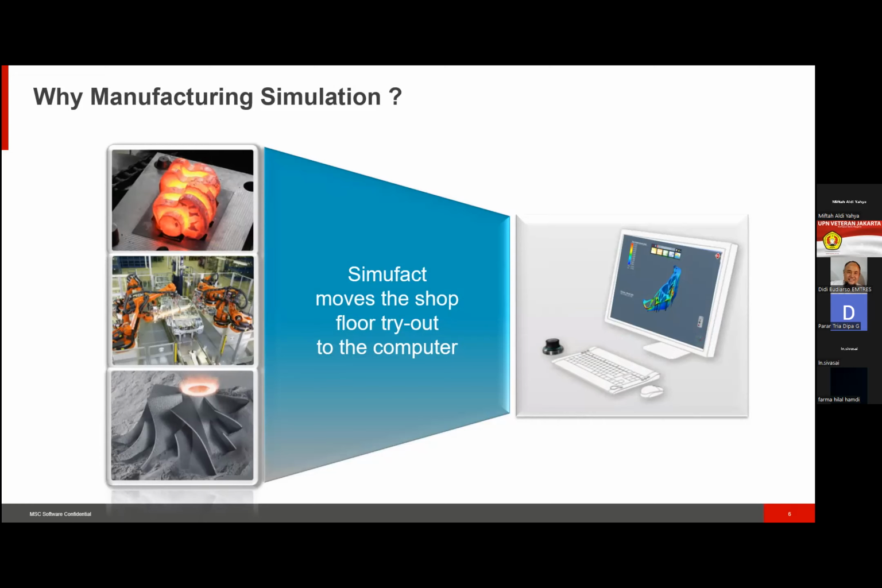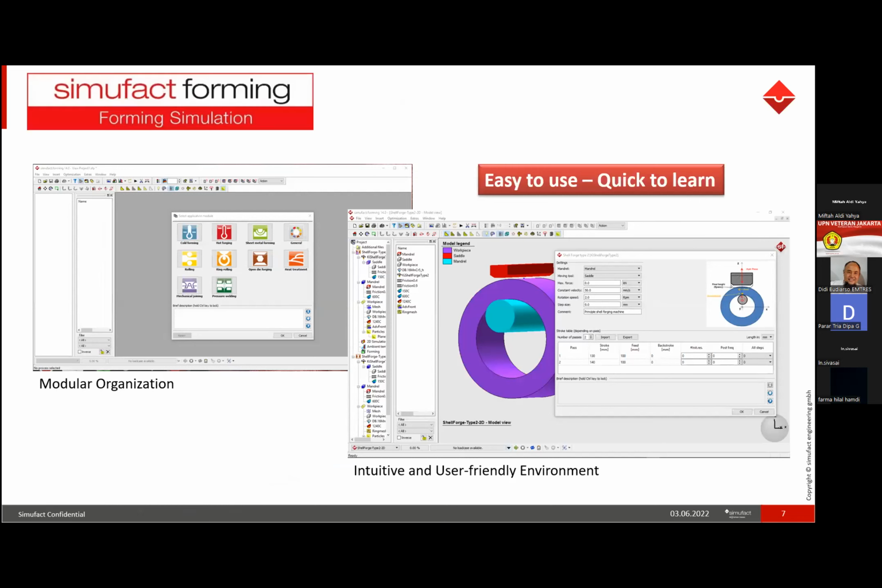So that means any type of process that you want to run on the shop floor, you will first simulate it and do the virtual tryouts on a virtual platform like simulations. And then once we are satisfied, we can go for one round of check to exactly compare our results and see how much we are deviating. This is the same philosophy for all three products of SIMUFACT, be it SIMUFACT forming, SIMUFACT welding, or SIMUFACT additive.